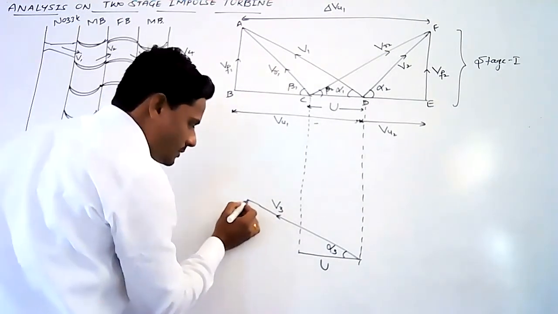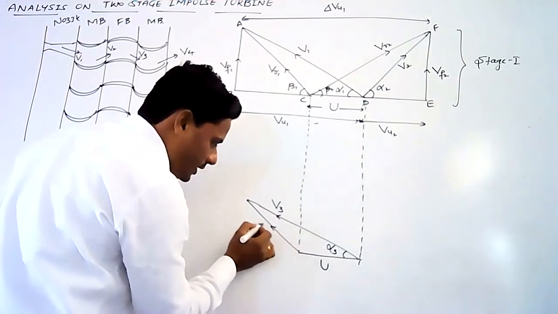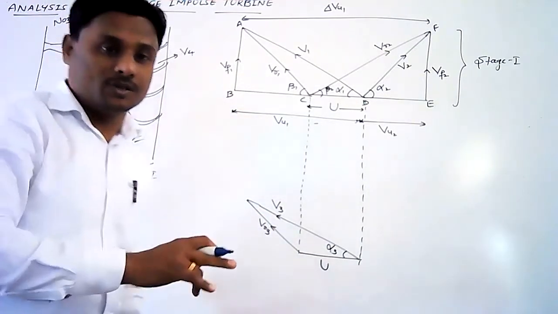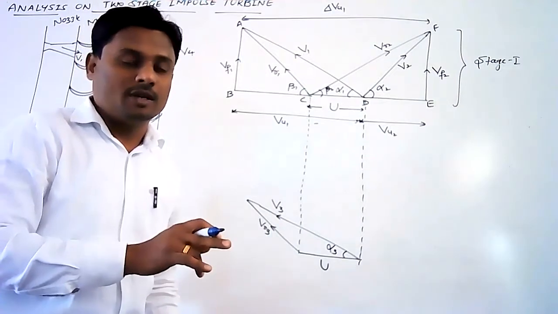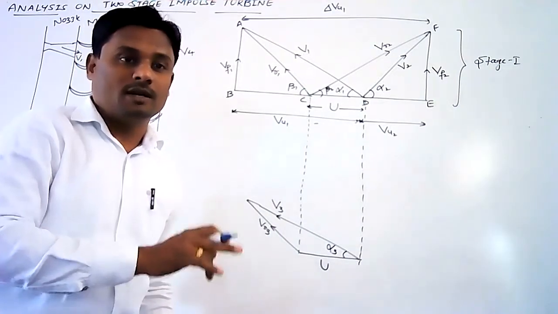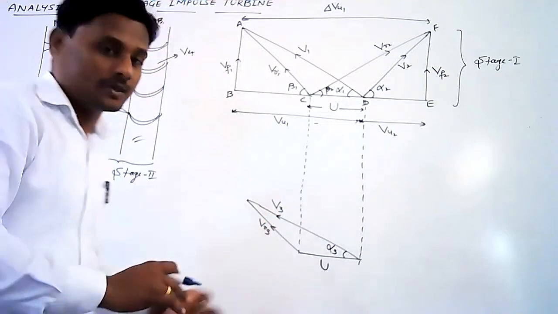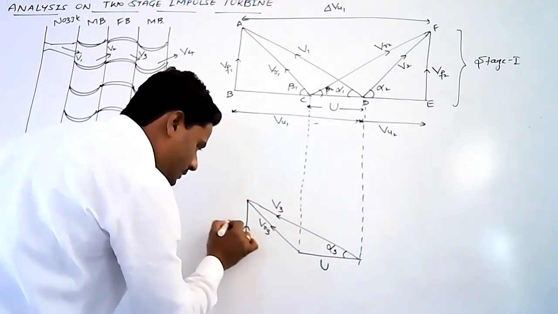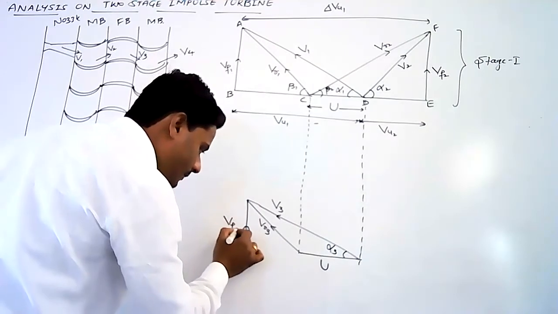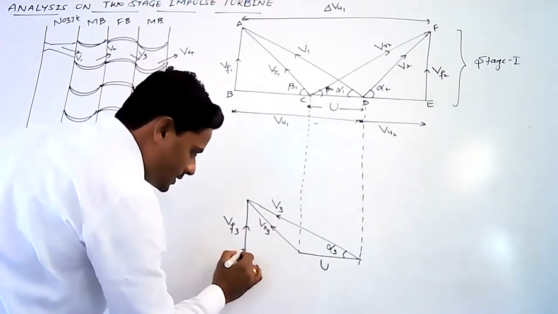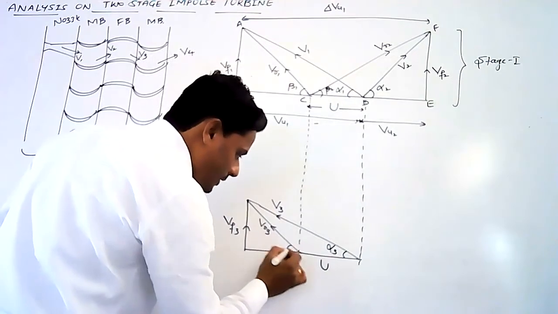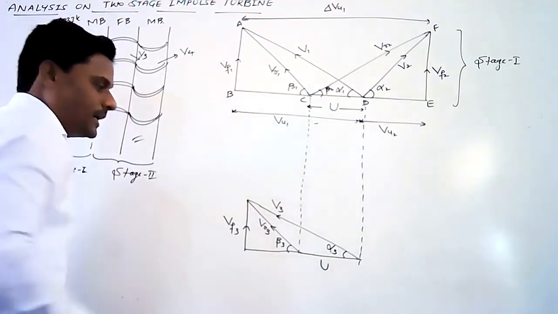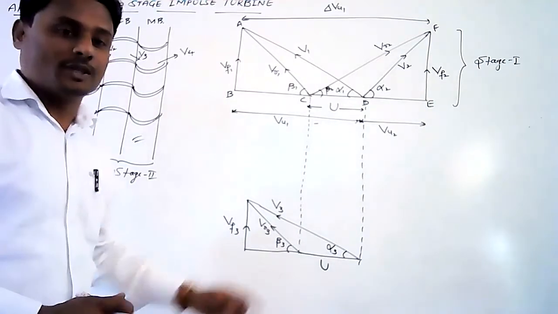It again has two components. Before that, we'll take here VR3. VR3 is the relative velocity component at the inlet of the second stage. V3 is inclined, so it has two components, namely the vertical component VF3, and just draw a horizontal line here. This is beta 3. This is the complete inlet velocity triangle for stage 2.